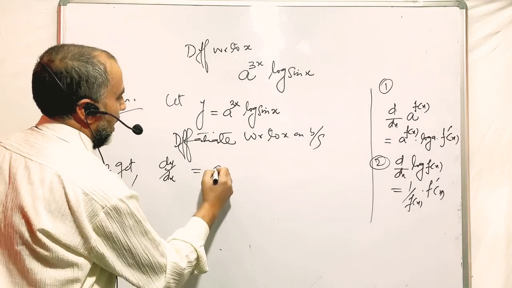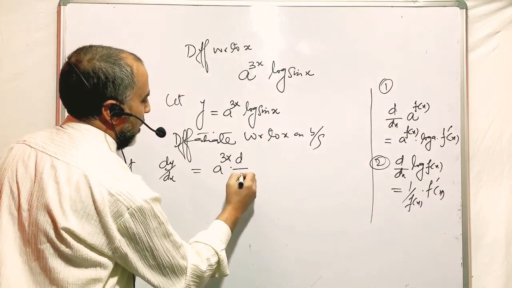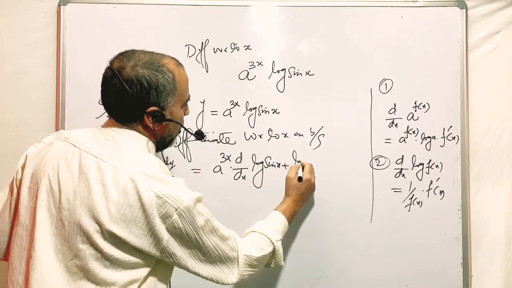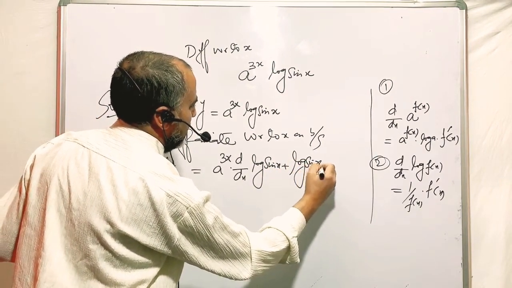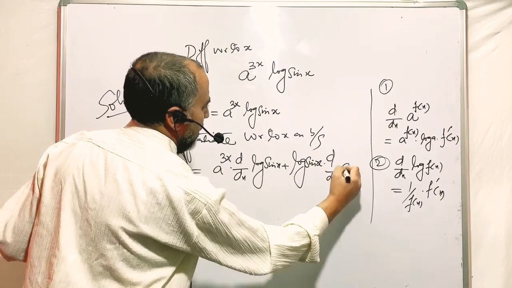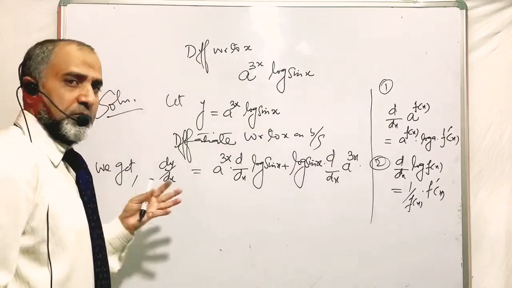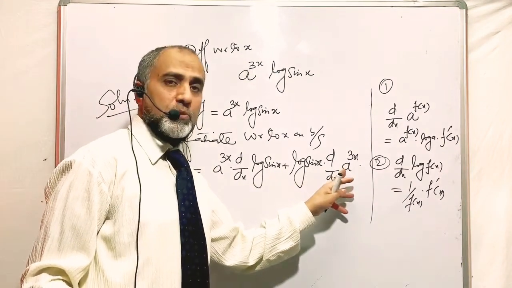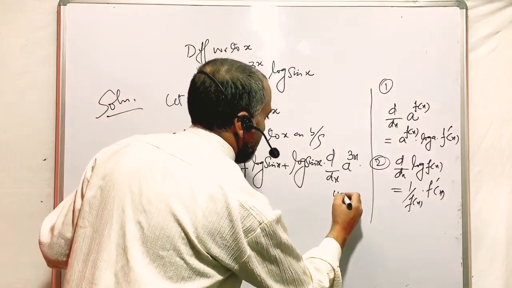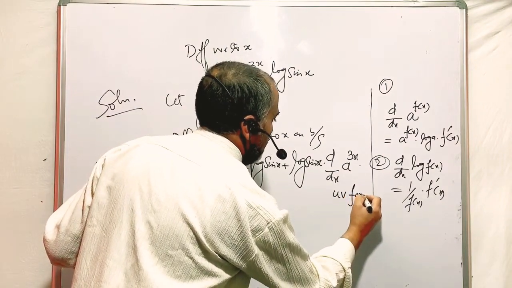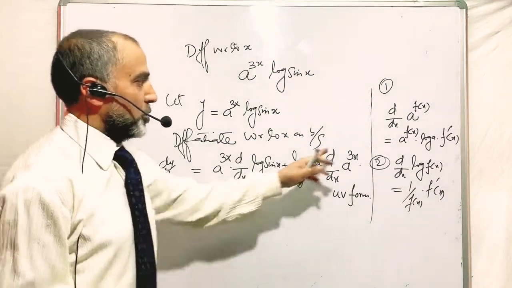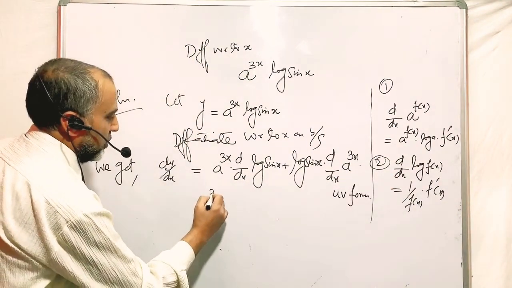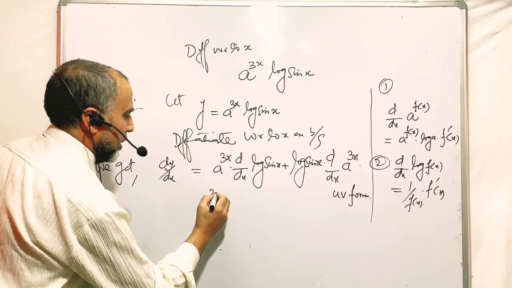हाँ, this is first function as it is into derivative of second function log of sine of x plus log of sine of x second function as it is into differential coefficient of a raised power 3x. First function as it is into derivative of second plus second function as it is into derivative of first function. This is the product rule UV form. Now we have to use these two results as I have told you earlier. This is a raised power 3x. इसमें कुछ नहीं करना है. A raised power 3x as it is.